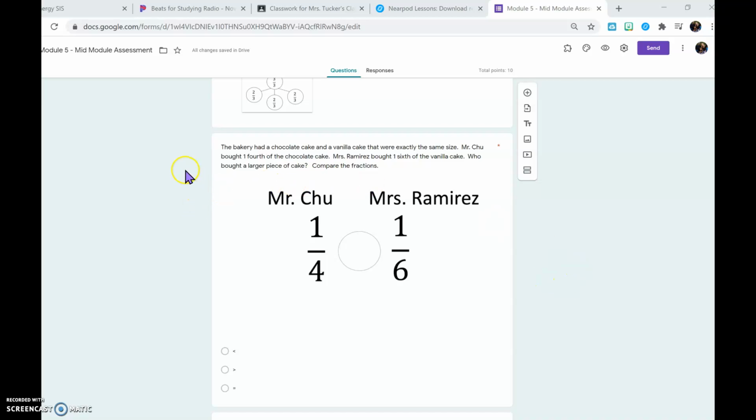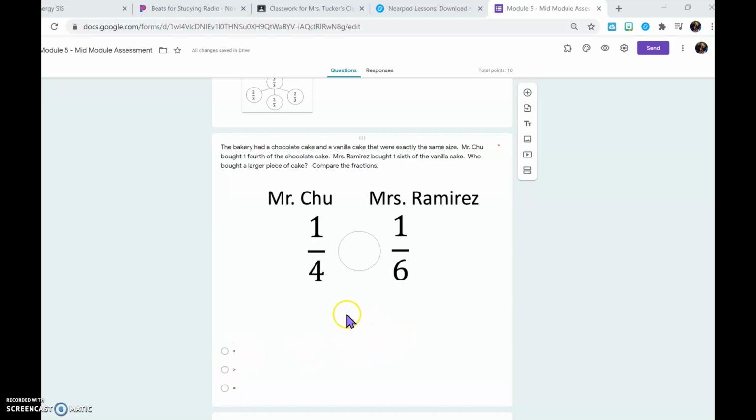The next one, the bakery had a chocolate cake and a vanilla cake that were exactly the same size. Mr. Chu bought 1/4 of the chocolate cake. Mrs. Ramirez bought 1/6 of the vanilla cake. Who bought a larger piece of cake? Compare the fractions. So you need to tell me, is 1/4 greater than, less than, or equal to 1/6? You're going to pick which one you think it is.